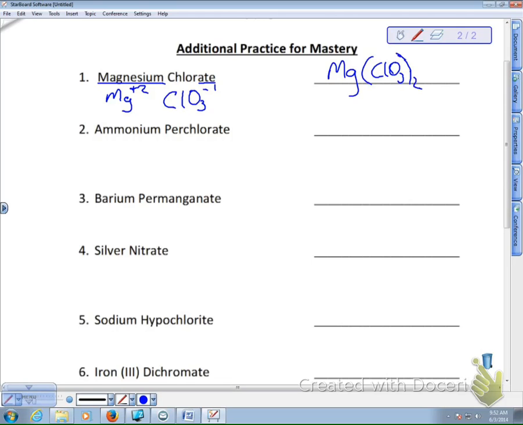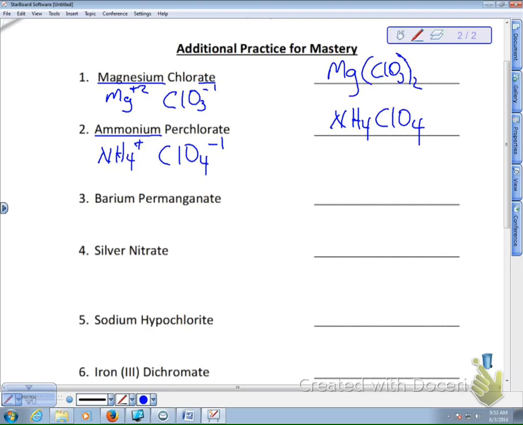All right, let's see how you did. Ammonium perchlorate. Well, ammonium is a polyatomic ion, so from your list, NH4 +, and then perchlorate, ClO4 -. Both of those from my polyatomic ion list. Opposite charges, they're going to go right together. NH4ClO4. No parentheses needed because I have 1 of each ion. All right, last one. Hit pause again and try number 3.